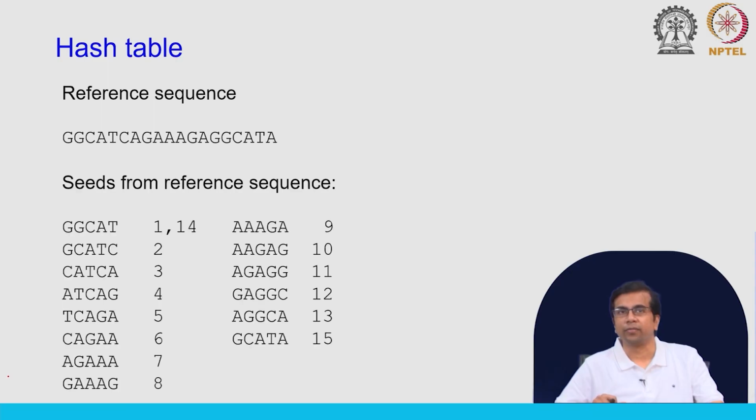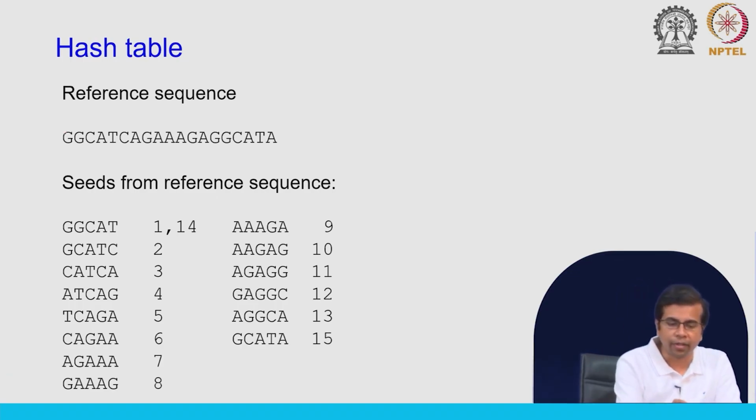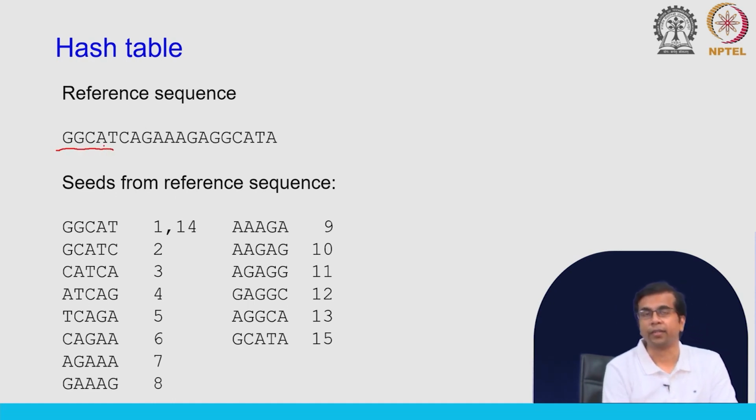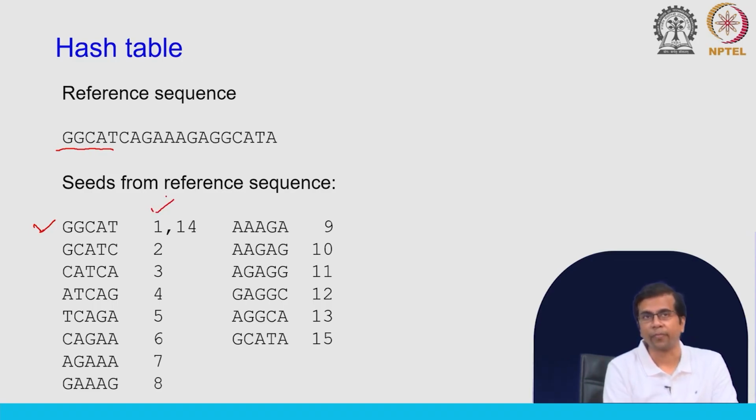Here are the seeds that we have extracted from the reference sequence along with their positions. If you look carefully at what we are doing, the size is 5, so we take the first 5 letters from the reference and build this seed, and this is the first key. Here we have the location. The location is 1, the first position where the seed is present, so we add this as the value.